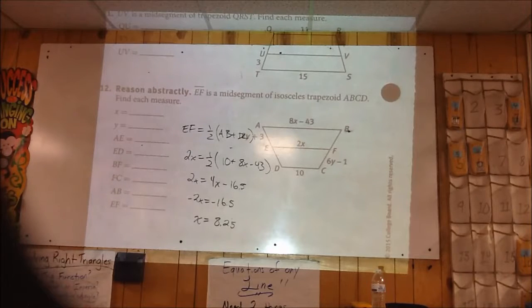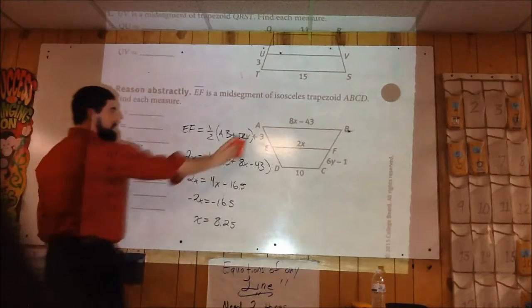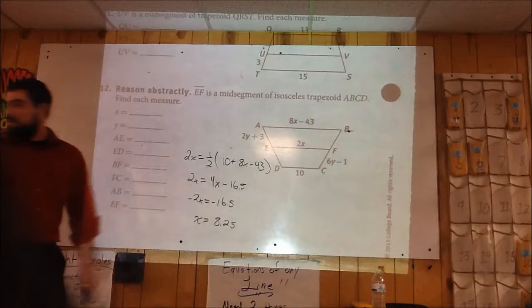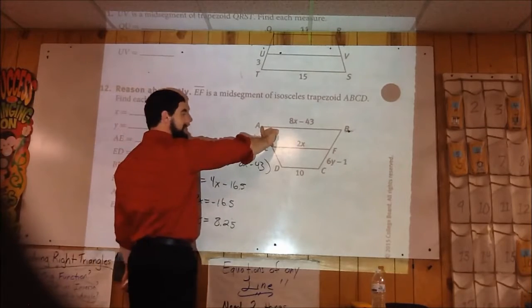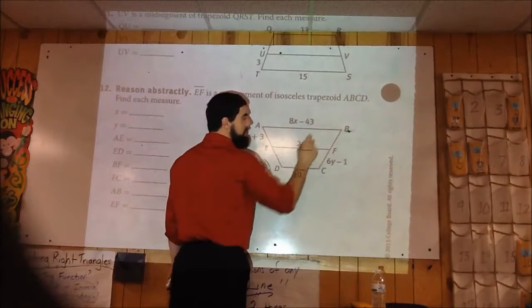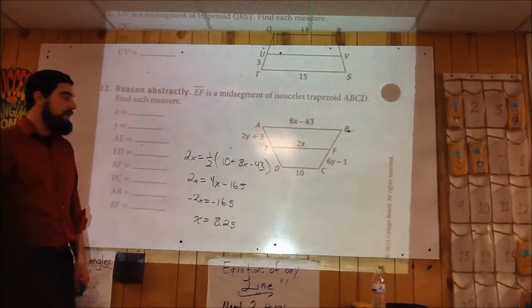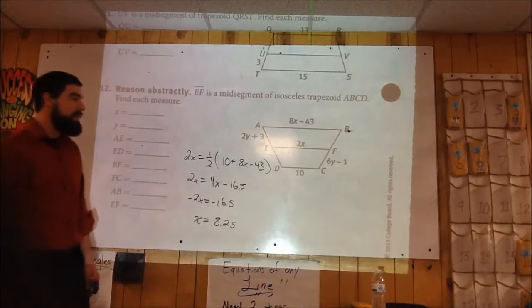So x is 8.25. Now let's figure out what y is. Erase this so I can see. So 2y plus 3 is representing the length of this segment AE. We don't know the length of the segment ED. We don't know the length of the segment BF. And then FC is being represented by 6y minus 1.